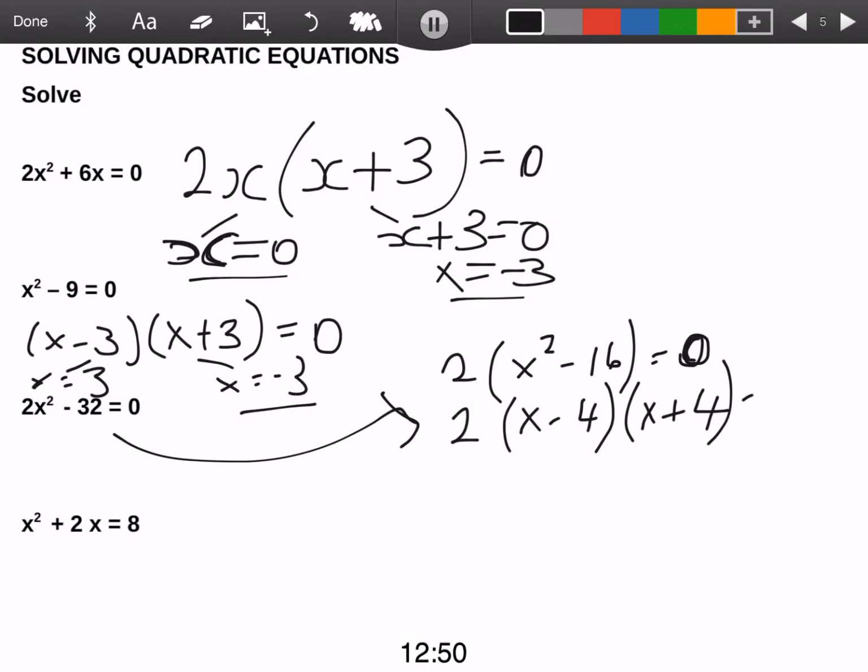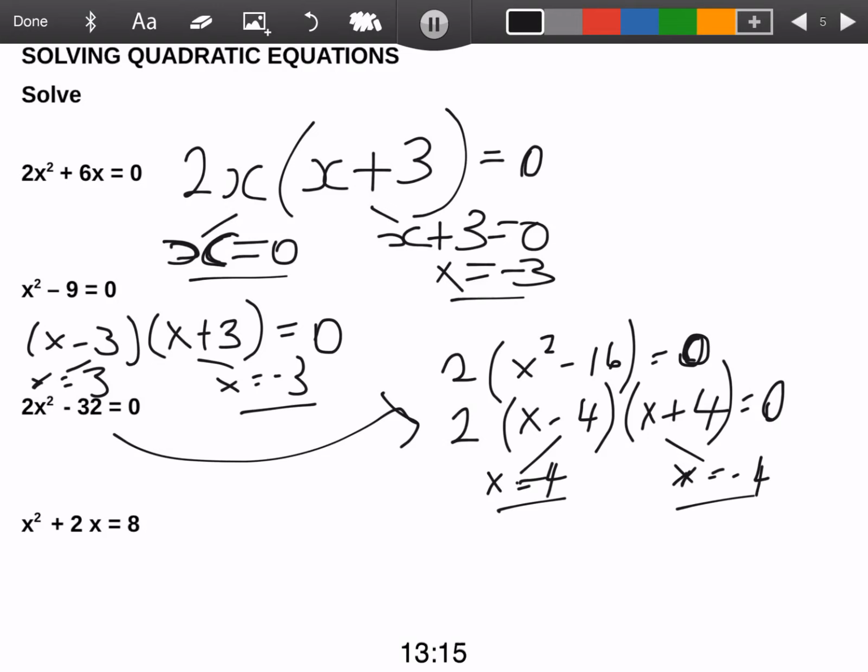Okay, so this is really a mix of the first 2 types of factorising there. 2 factors, well, 3 factors, but these are the ones that could possibly be equal to 0. So on this side, x minus 4 equals 0, so x would equal 4. And on the other side, x plus 4 is 0, take the plus 4 across, x is equal to minus 4. 2 solutions.